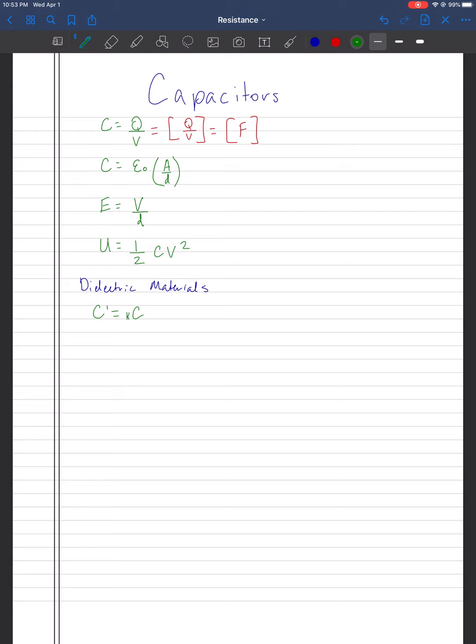So this C is capacitance, right? This kappa is the dielectric constant, and this C prime is also capacitance, but it's your final capacitance once you've introduced the dielectric material. So a lot of times, let's take just a basic capacitor. Let's say there's air in between it, right? This kappa is going to be 1.0 something. It's not that great once you look at other numbers. Glass, for example, is 4.7.